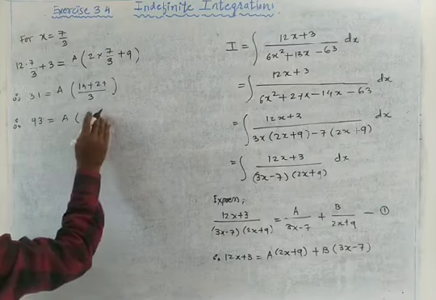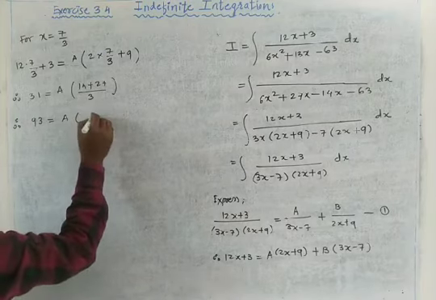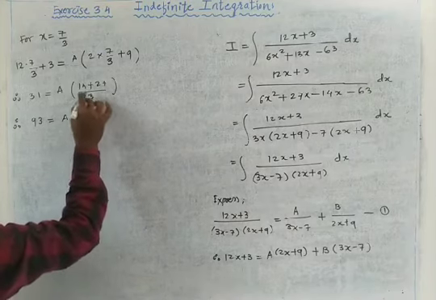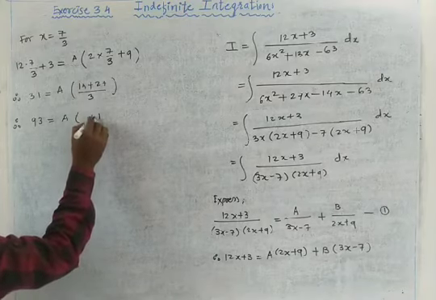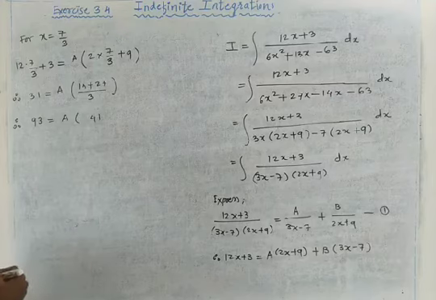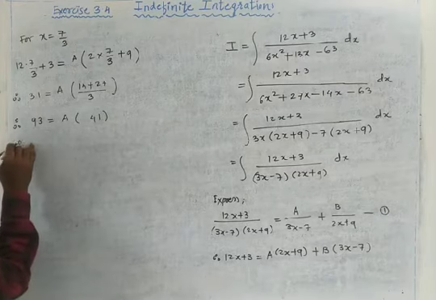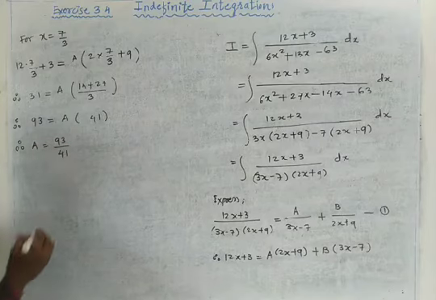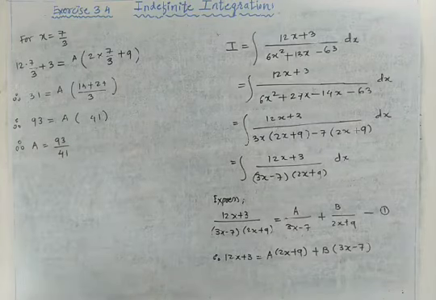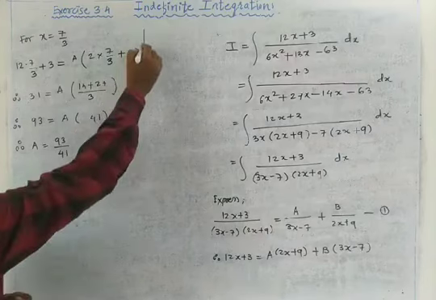Get it? So therefore, with the 3 here, we will get 93 = A(27 + 14), and 27 + 14 is 41. Get it? So therefore the value of A is 93/41.